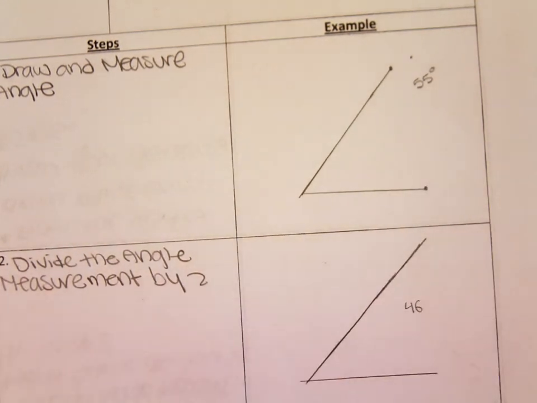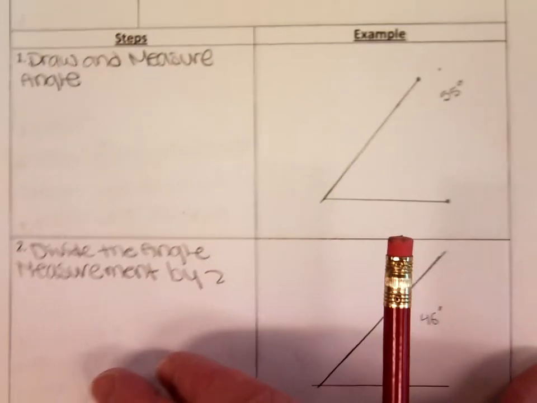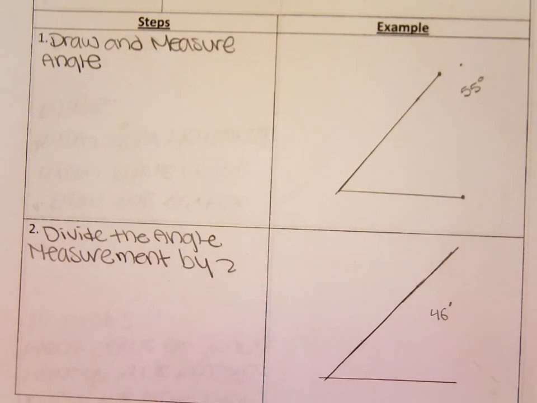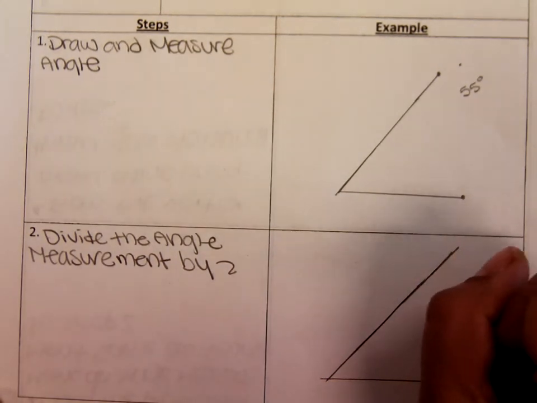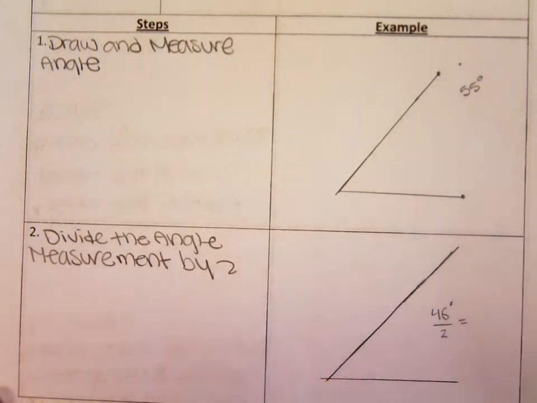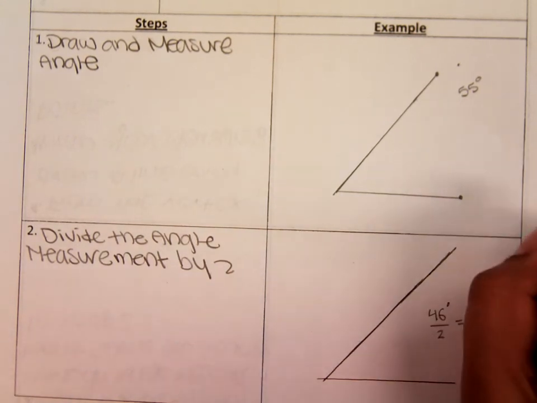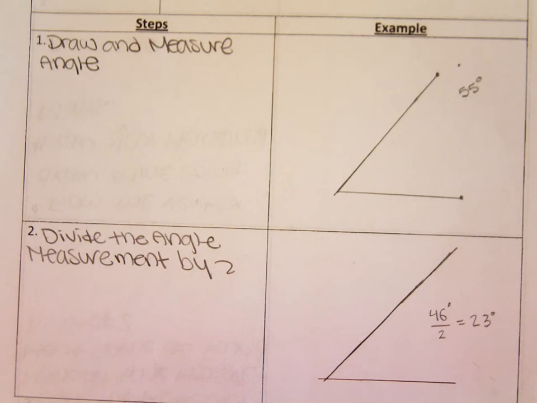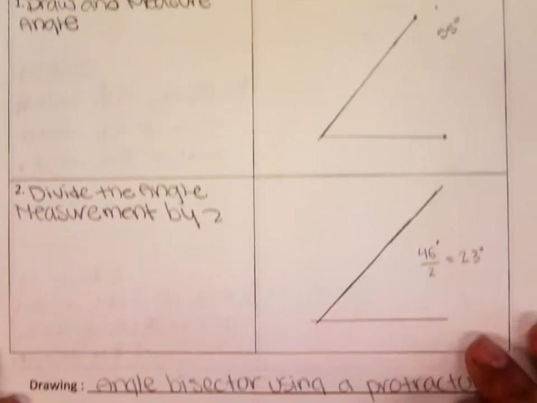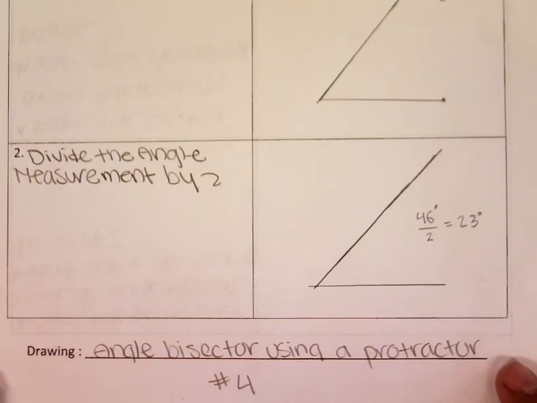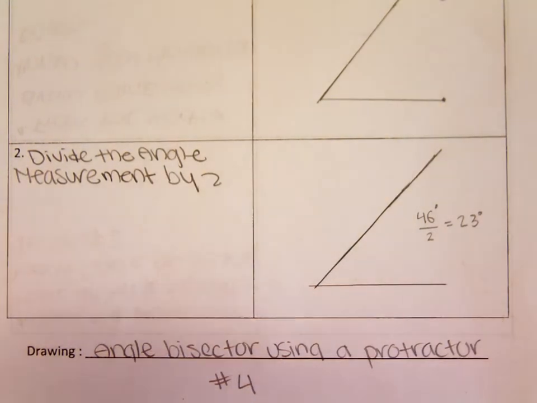So she's just repeated step 1, and then read what this step is. For step 2, you would divide the angle measurement by 2. Once again, your measurements may be different, so you shouldn't just copy down whatever the angle is that she has. You need to measure your angle and divide it by 2. Everybody's answer here should be different, because I don't think everyone drew a 46-degree angle.